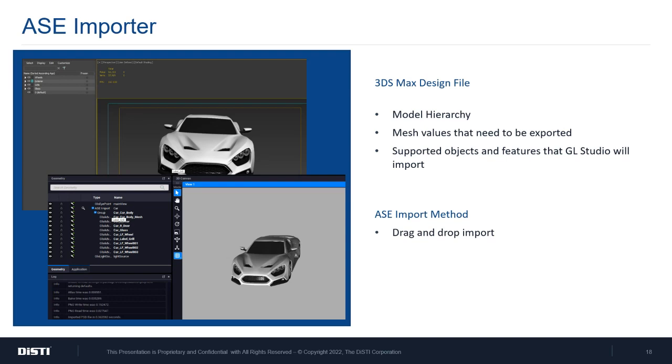So things that I want to talk about for 3ds Max are the model hierarchy itself, and what values you would want to export with the file that are going to be imported by GL Studio. So you don't necessarily need to have all of those, but I do want to give a full list of everything that would be supported. And same as the others, this is just a drag and drop import. So you can just take that Ase file, drag and drop it right into the editor, and that will import the model for you.